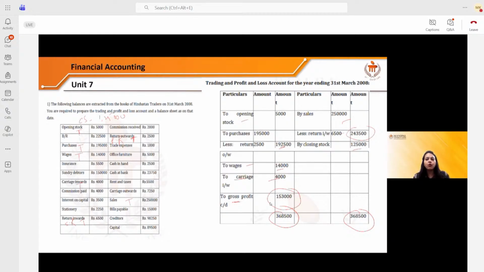First of all, you should know what is direct and what is indirect. Direct is related to the production department. Focus on the production department, right? Carriage outward always comes on the debit side of the profit and loss account, not the trading account. Okay. You are not seeing the format.